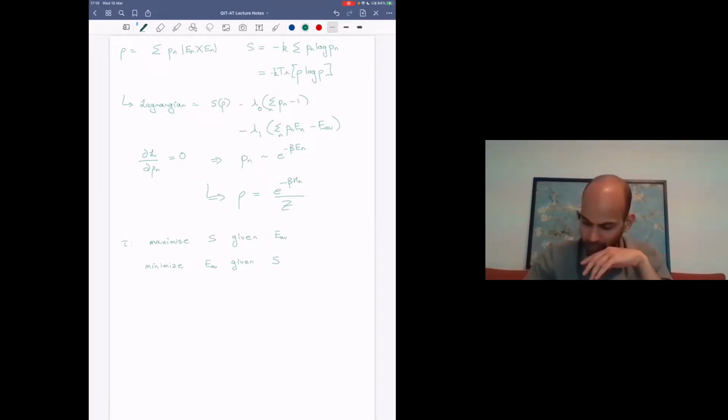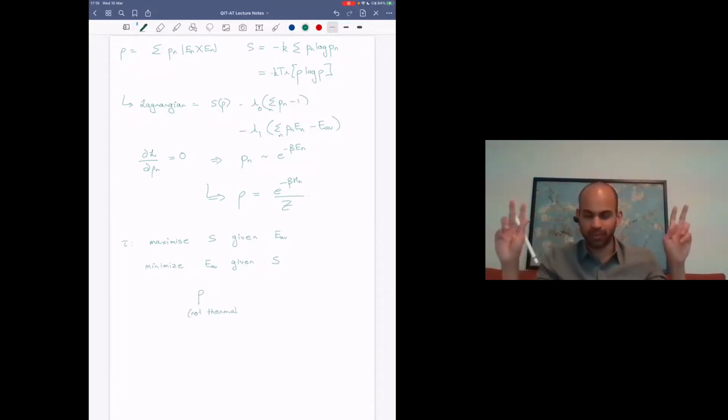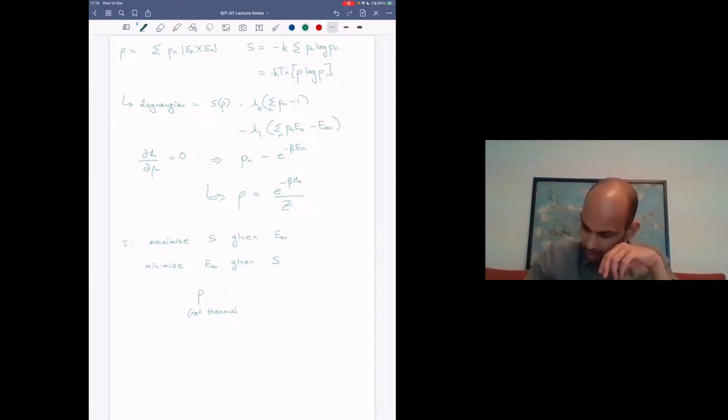And this is actually kind of useful, because given an arbitrary density matrix rho, which is not thermal, I can always associate two temperatures with this state.